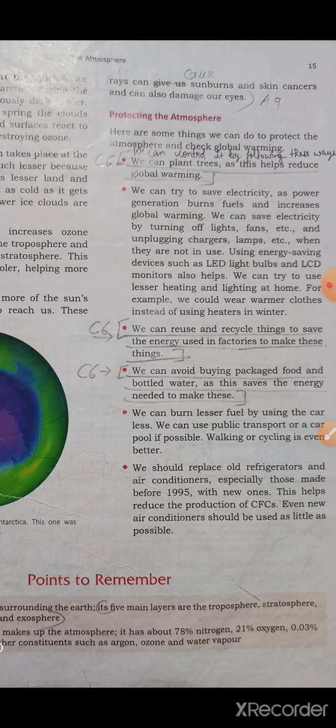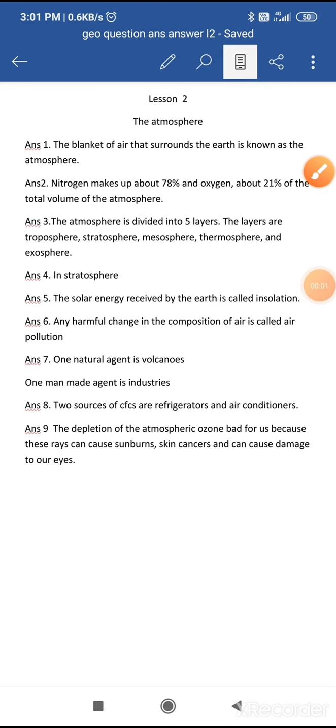Now I'll give you question answers. So the first question is, what is the atmosphere? The blanket of air that surrounds the earth is known as the atmosphere. Then, what are the chief constituents of the atmosphere? Nitrogen makes up about 78% and oxygen about 21% of the total volume of the atmosphere.